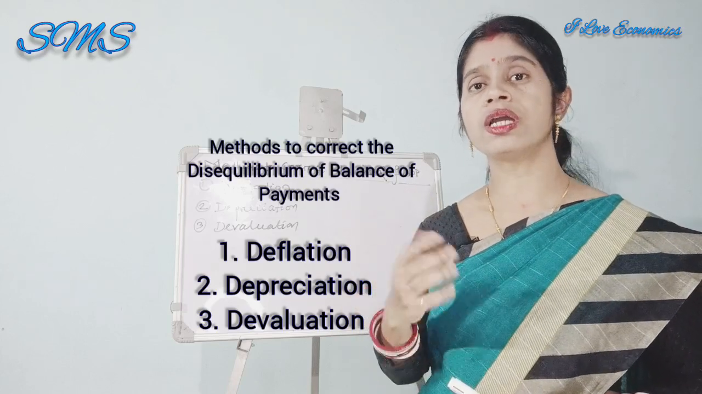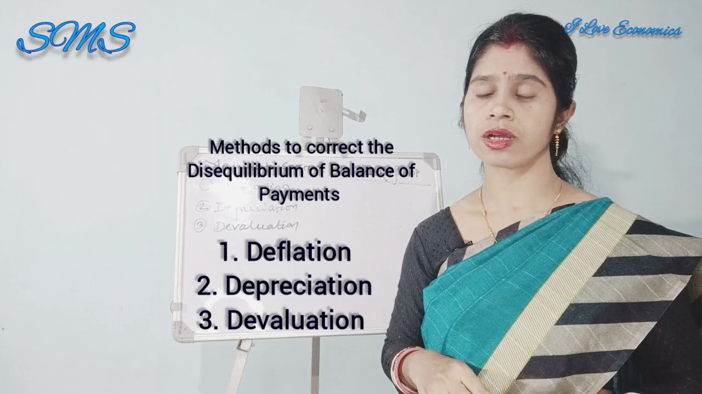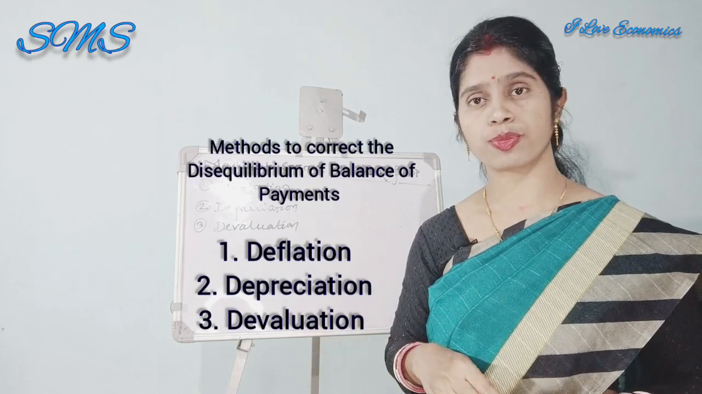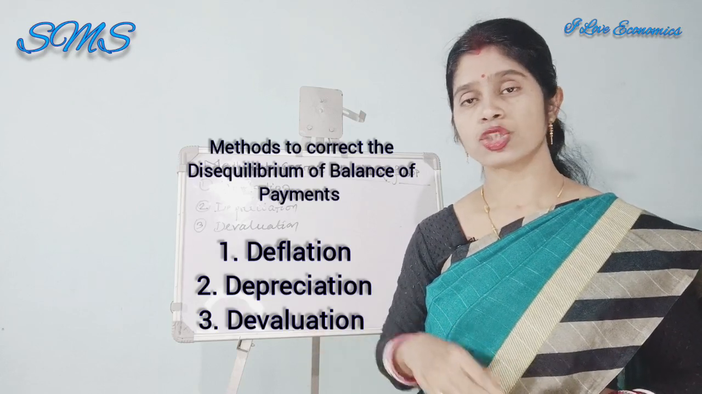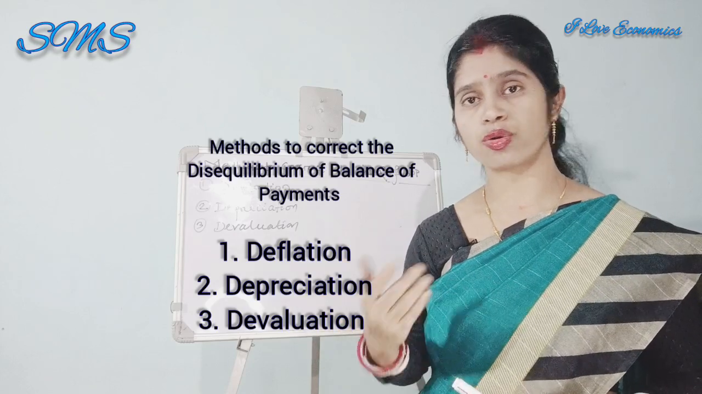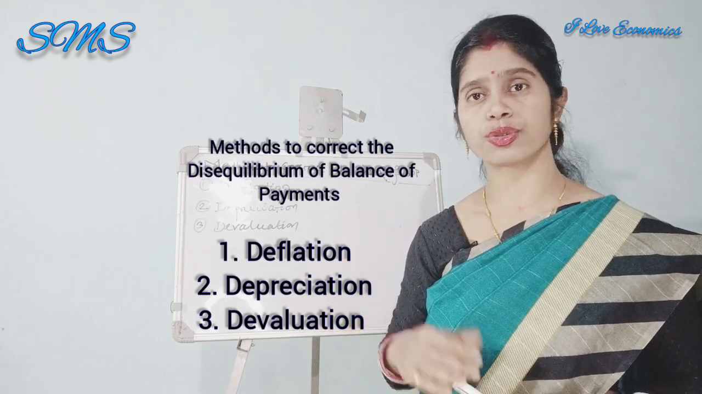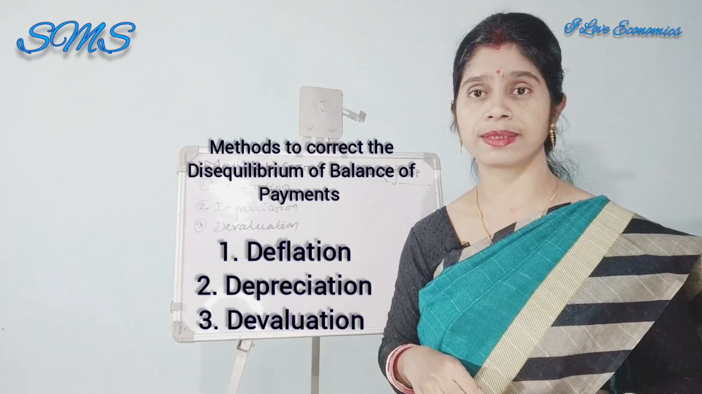So our product will be low priced. That's why the foreigners are interested to purchase our product at a lower price. So their import is our export. So our export will be cheaper, our import will be costlier. So the balance of payment deficit will be corrected.